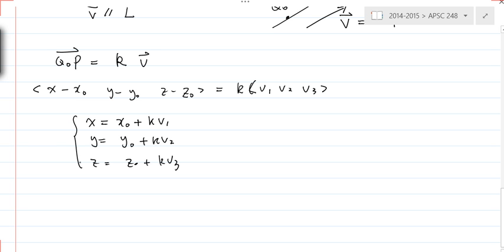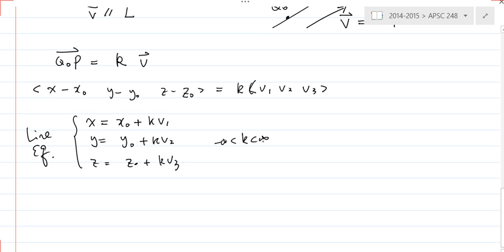Now this is a line equation. It's still a parametric equation, and this time the parameter is k. What will be the k value? That depends. It could be anywhere from negative infinity to positive infinity.